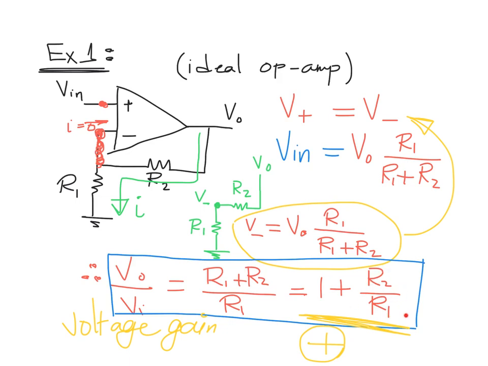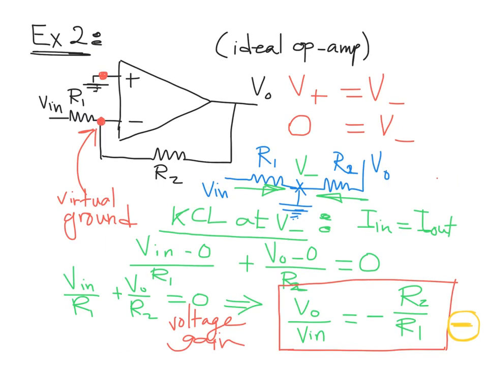R2 over R1 is a ratio between two resistances, so it's a positive number, added to 1, so the total voltage gain, which is the ratio between the output voltage and the input voltage, will be a positive ratio. So this one is called a non-inverting operational amplifier. Let's go to the second.